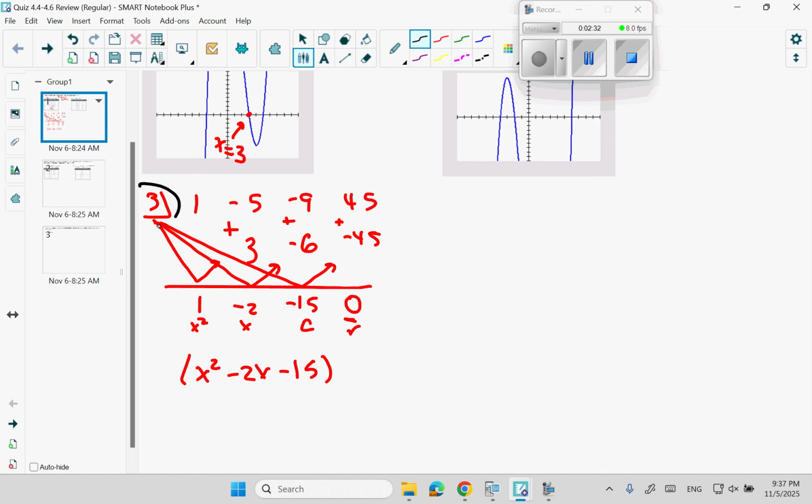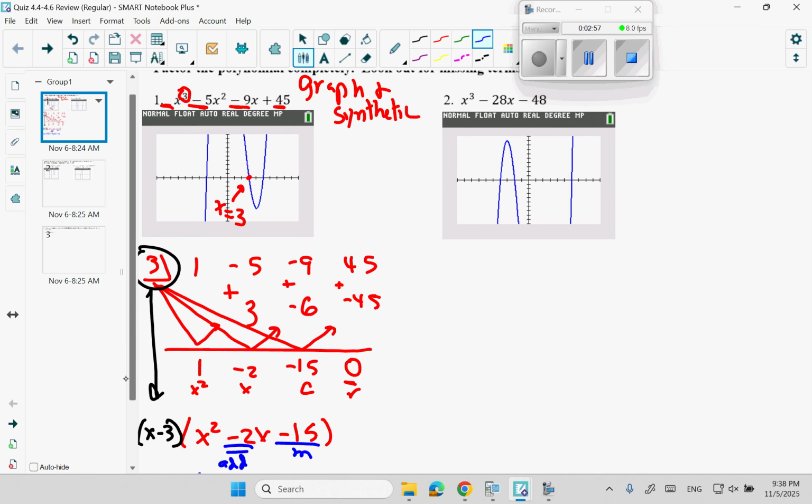Remember from Lilo and Stitch, Ohana means family. Got to bring that with me. And it's always opposite, so that's x minus 3. And then now I'm down to a quadratic. I got a factor. So what multiplies to -15 that adds to -2? Well, that would be -5 and +3.